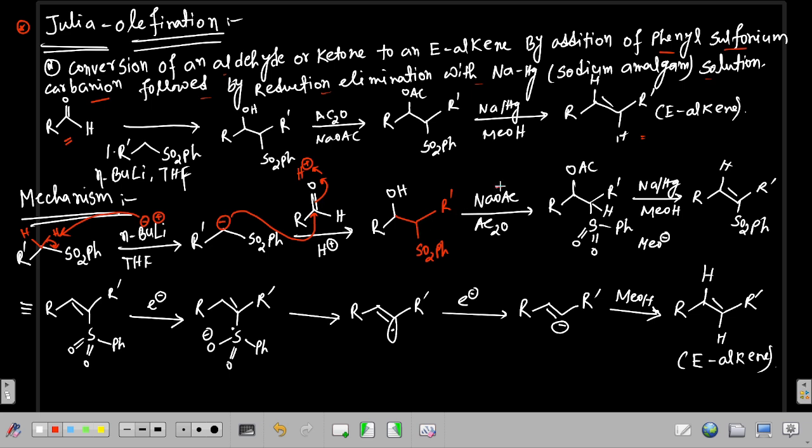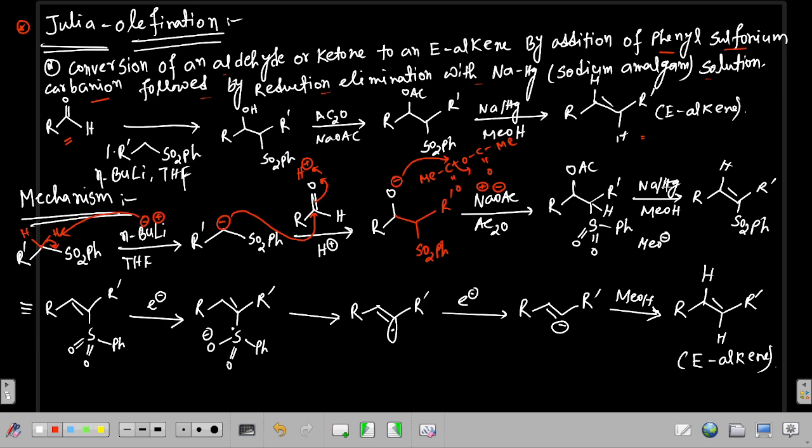Next, it will react with sodium acetate followed by acetic anhydride. Sodium acetate will abstract this proton to form O minus, and this O minus will attack the carbonyl carbon of acetic anhydride, which leads to the removal of acetate ion. So it will form OAc, that is acetate, here, and here SO2Ph.